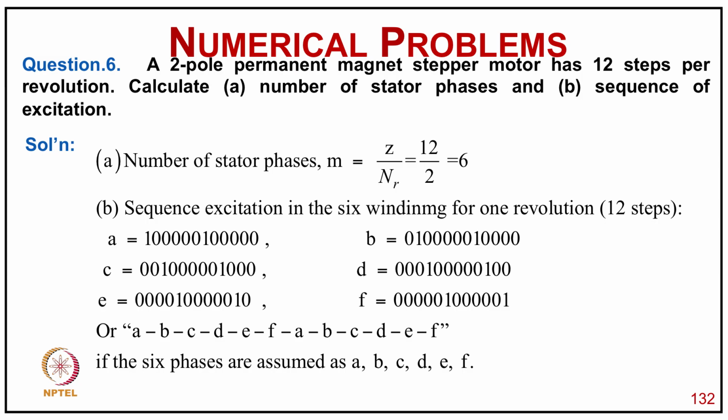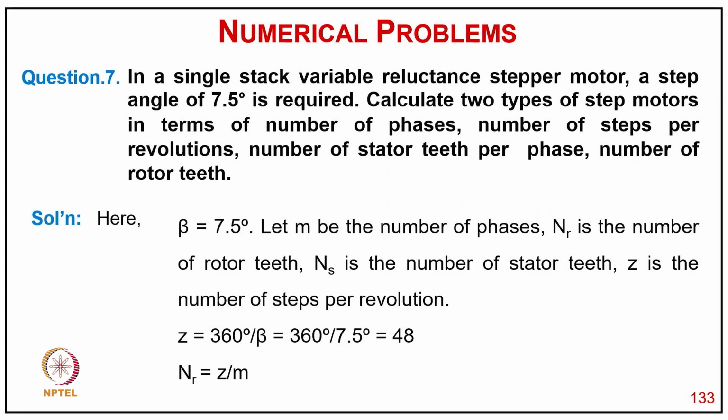In phases are assumed to be A, B, C, D, E, F. Now coming to question 7. In a single stack variable reluctance stepper motor, a step angle of 7.5 degrees is required. Calculate two types of stepper motor in terms of number of phases, number of steps per revolution, number of stator teeth per phase, and number of rotor teeth.